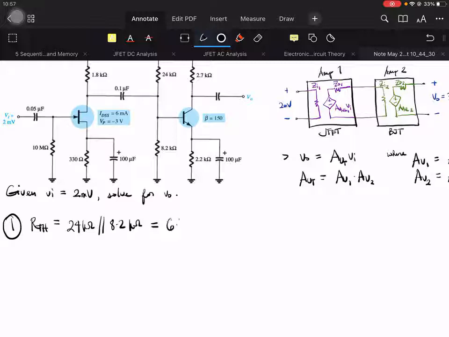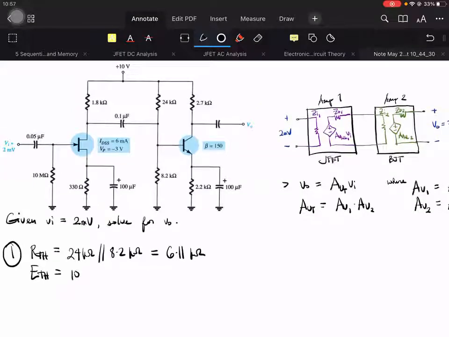6.11K. ETH, so voltage divider of 10 times 8.2K over 24 plus 8.2K, which is 2.55 volts.